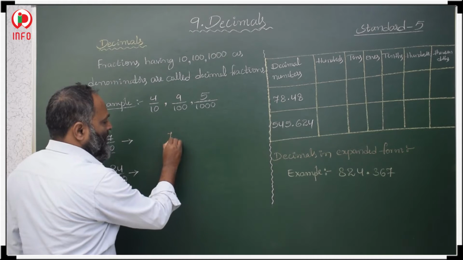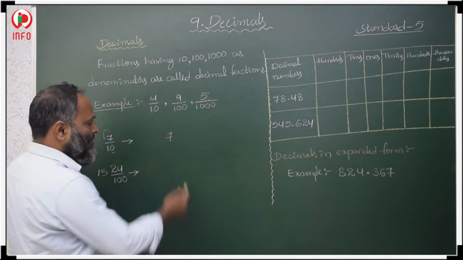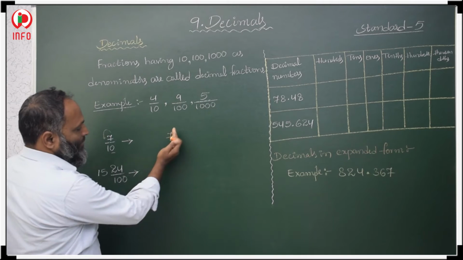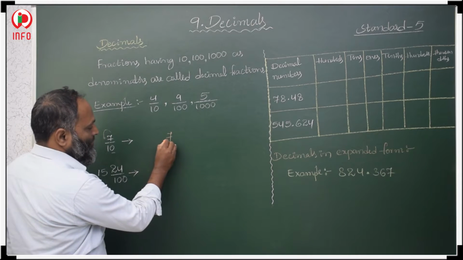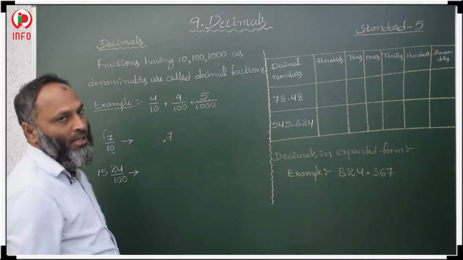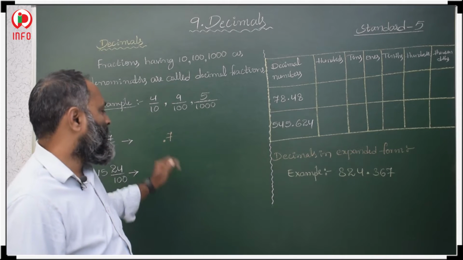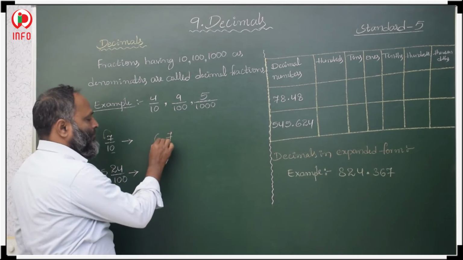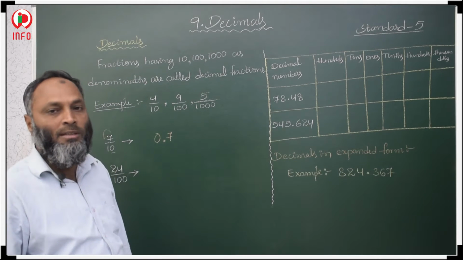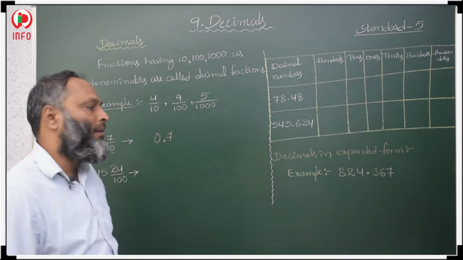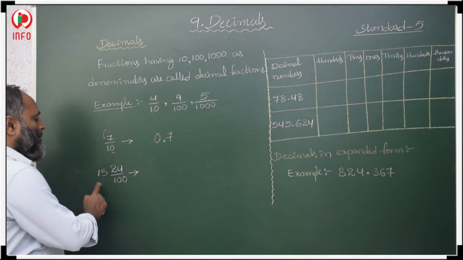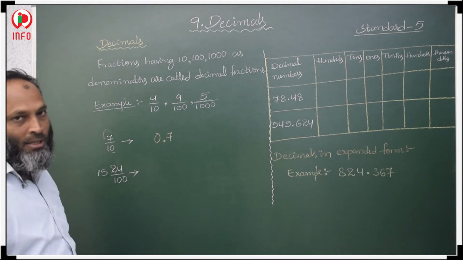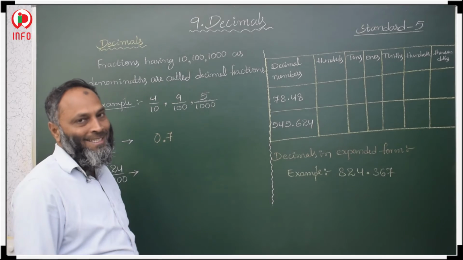After one place from right to left, since one 0 is there, we keep a decimal, giving 0.7. After one place we keep a decimal, and if nothing is there before it, we can keep 0. So, 0.7. Now, in this mixed fraction having 100 as the denominator, where to keep our decimal point?